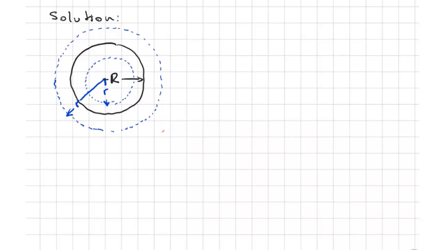Okay, so this is a Gaussian sphere. We draw a Gaussian surface. Why do we draw a Gaussian surface? It's because we want to calculate the electric field at points on the Gaussian surface. All right.